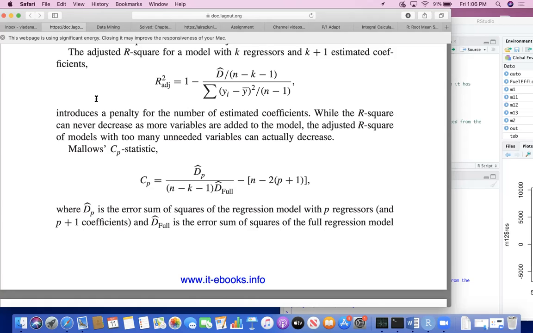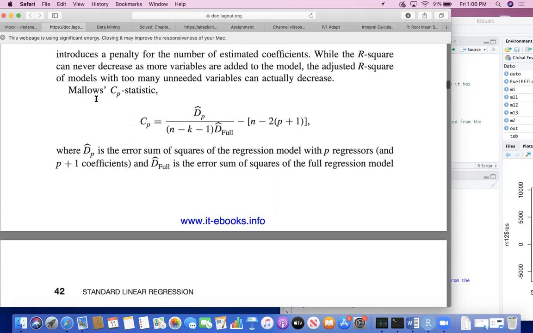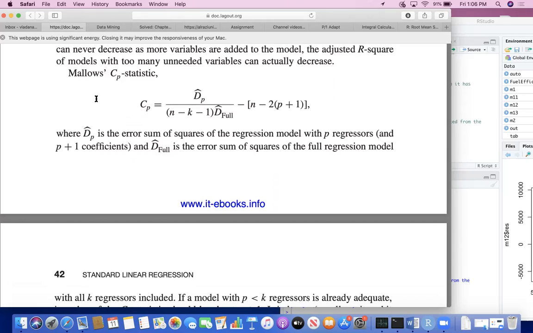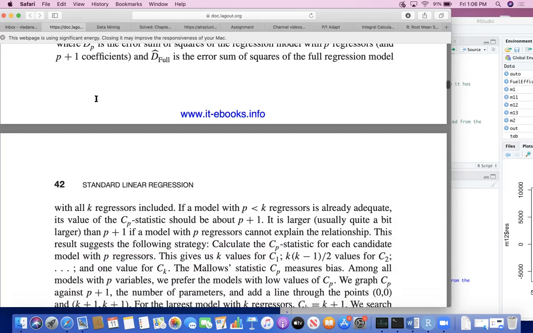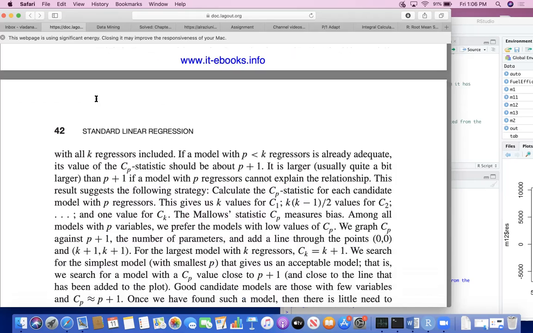Mallow's Cp statistic measures bias. It can be found by using D hat subscript p over D hat full over n minus k minus 1, minus n minus 2 times p plus 1. D p is the error sum with p regressors and p plus 1 coefficients, while D full is the error sum of the full regression with all k. This prefers low values and searches for Cp very close to p plus 1.